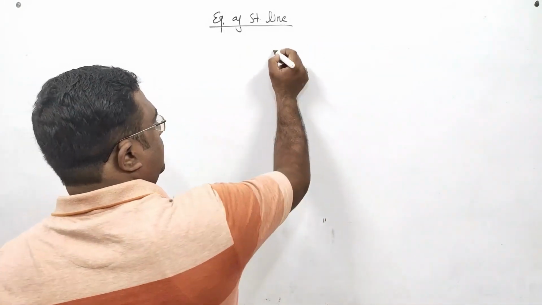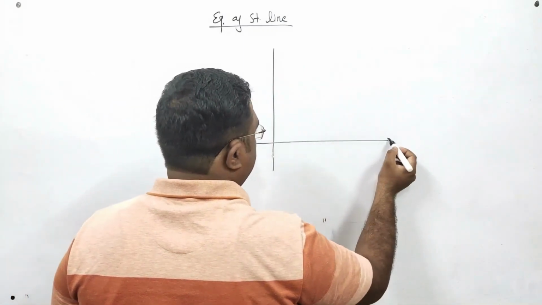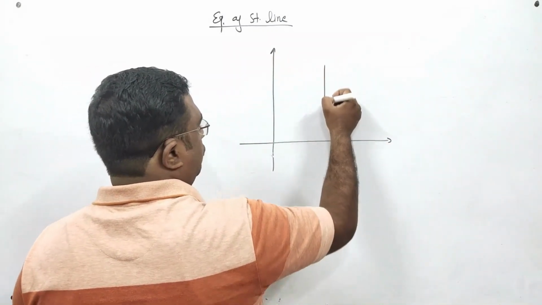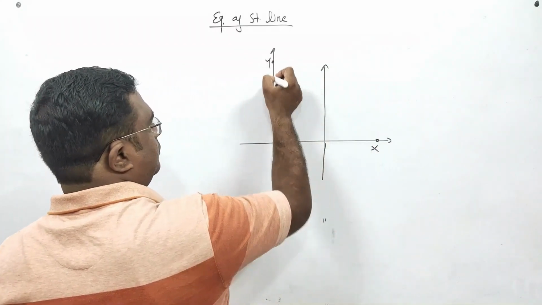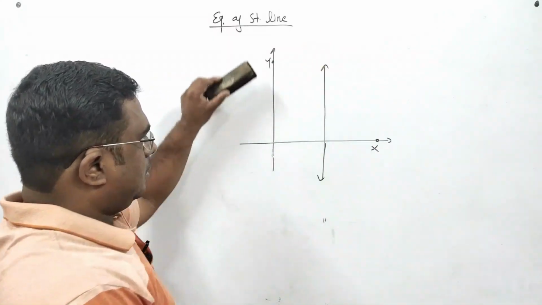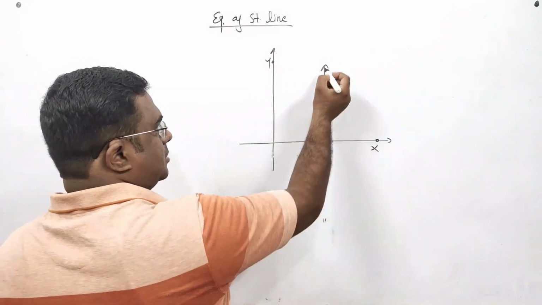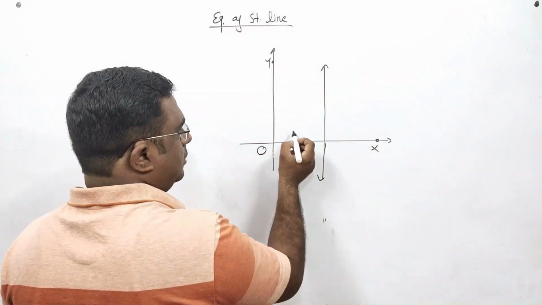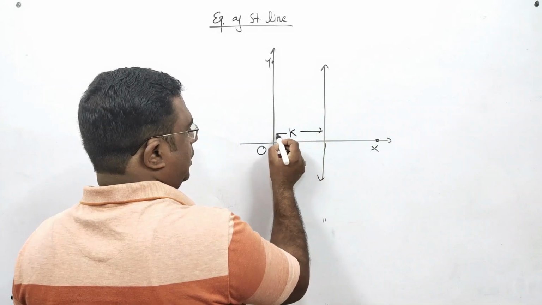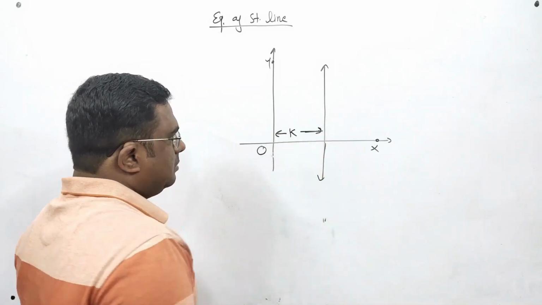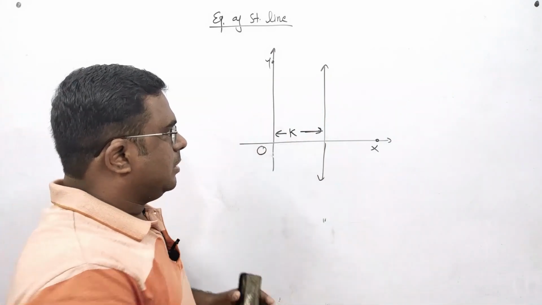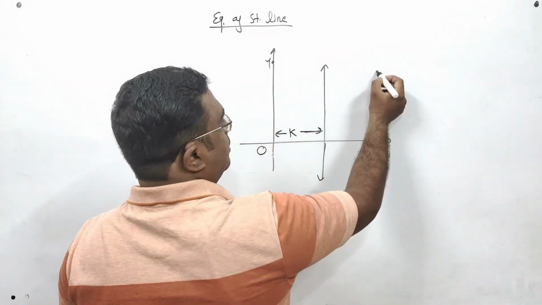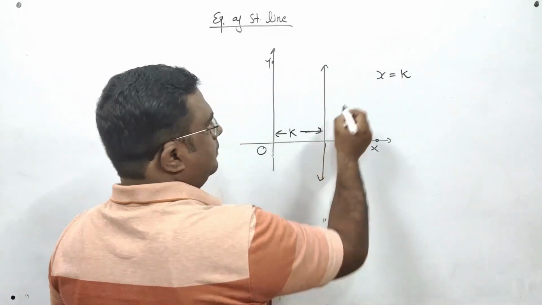Next formula. Suppose you have a line which is parallel to the y-axis. This line is parallel to the y-axis and its displacement from the origin is k. Let us consider that the displacement of this line from the origin is k. Then the equation of this line will be x is equal to k.